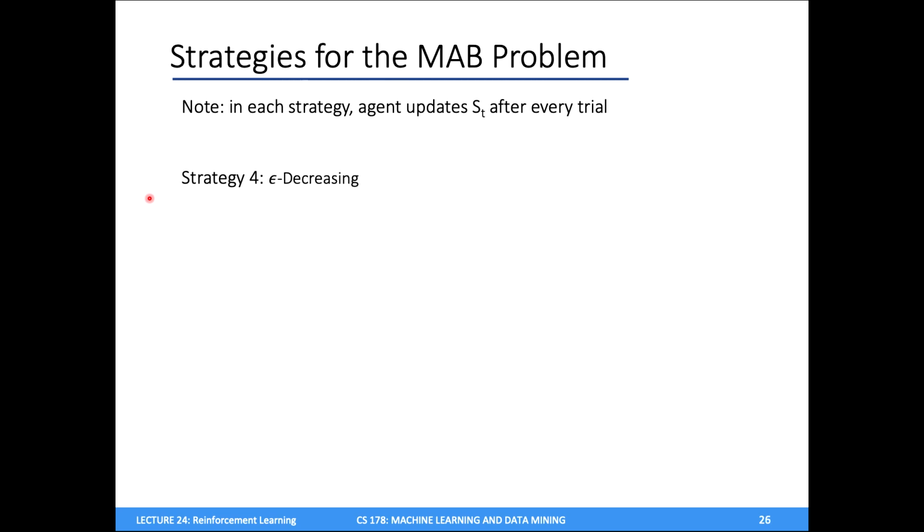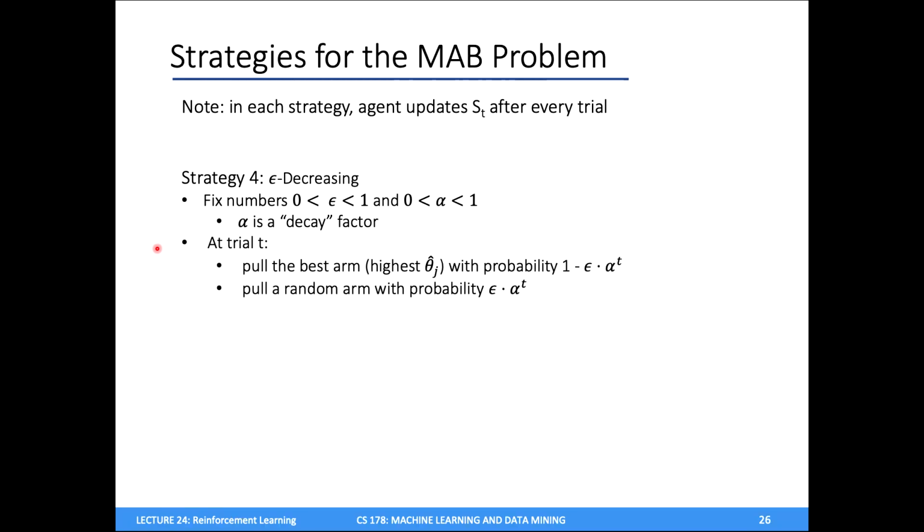Okay, let's see another strategy. This is very similar to epsilon greedy, except it's now called epsilon decreasing. Here we're going to fix two numbers, an epsilon between 0 and 1, and some number alpha between 0 and 1, where alpha I'm going to call a decay factor. At each trial t, I'm going to pull the best arm with probability 1 minus epsilon times alpha to the t. So I'm taking my exploration parameter epsilon and shrinking it over time. Epsilon times alpha to the t gives me exponential decay of this epsilon term.